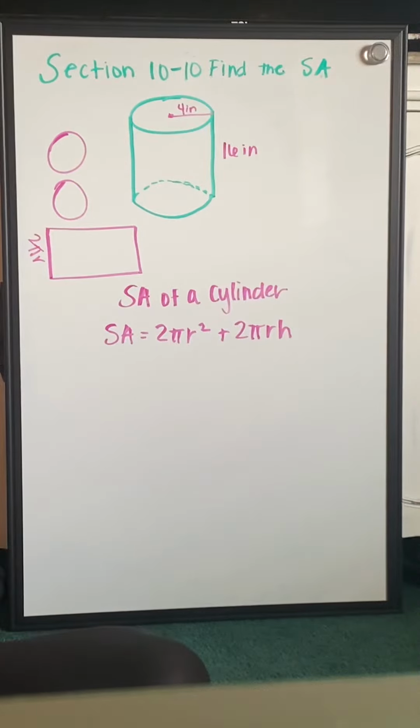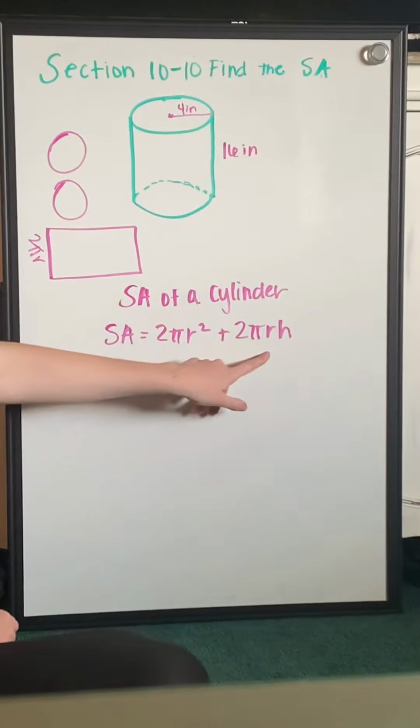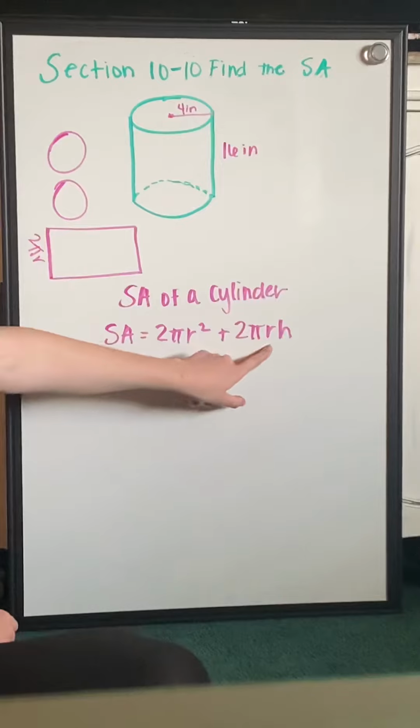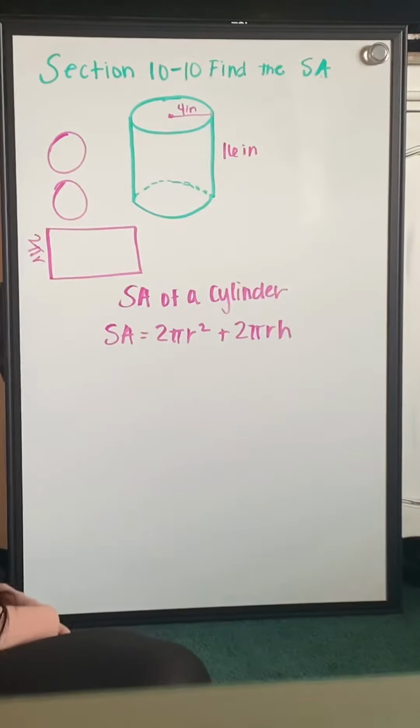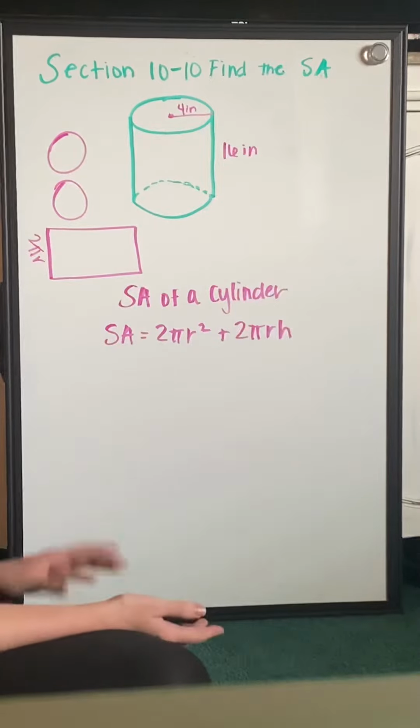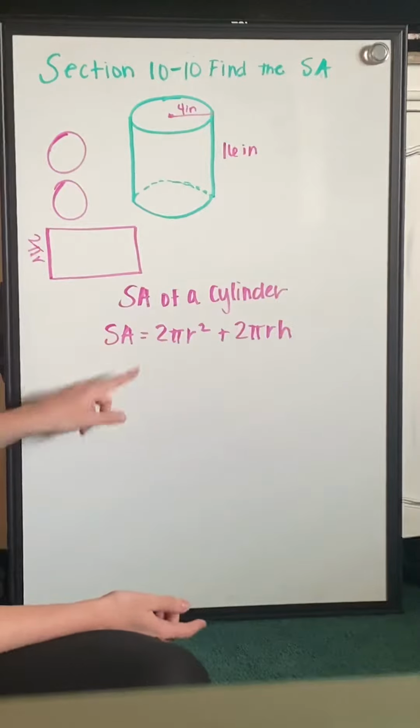So for section 10.10, we're going to find the surface area of a cylinder. Before I just start plugging in numbers to the equation for the surface area of a cylinder, I want us to think about it for a little bit. Remember when we did the surface area of a triangular prism and we found the area of each shape and added them up? Well, this is exactly where this equation comes from.